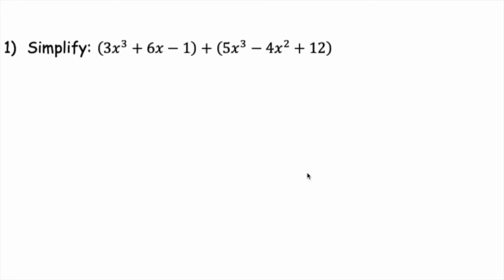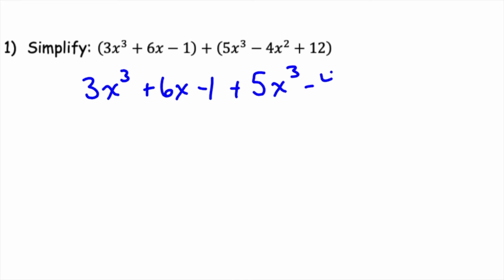So here we go. First problem, we need to simplify. So this is being added, which basically just means that we can ignore the parentheses and just jump right into combining our like terms. So what I'm going to do is I'm just going to get rid of the parentheses and then go ahead and do that.